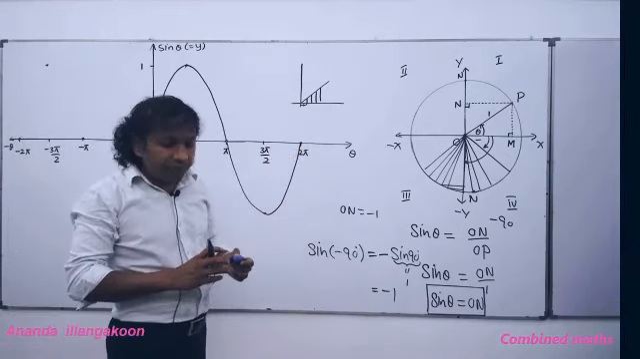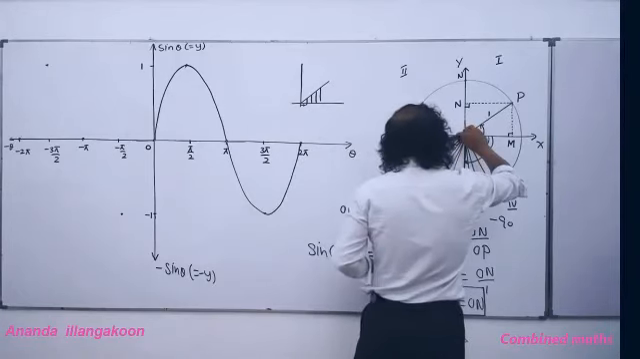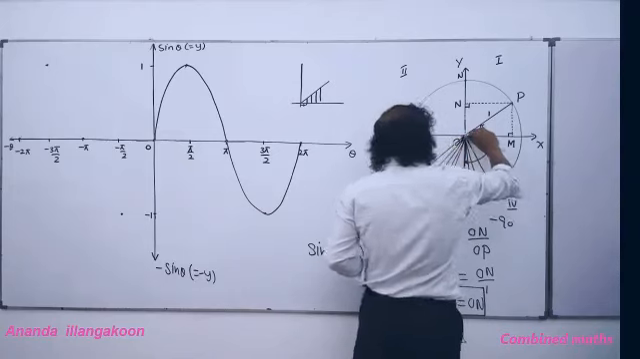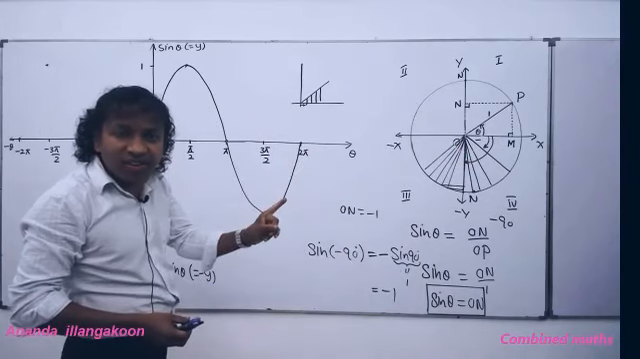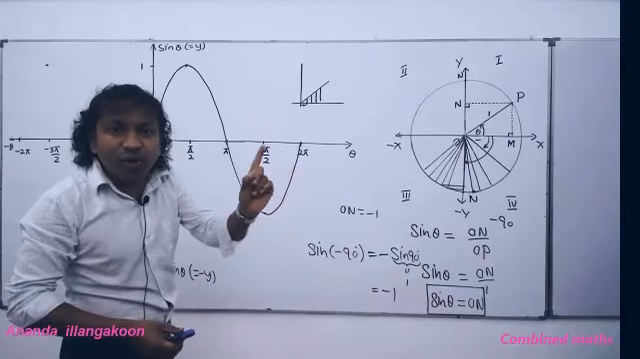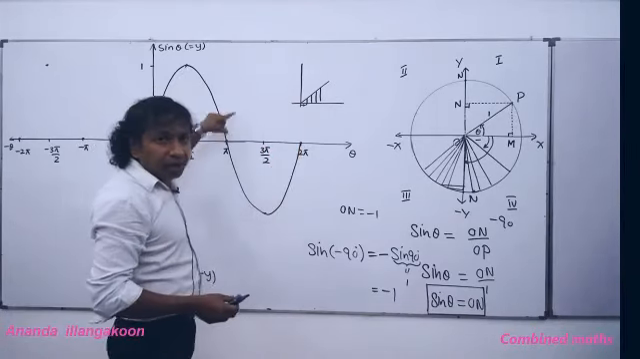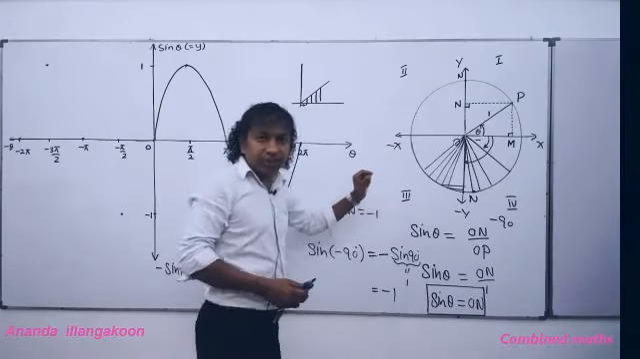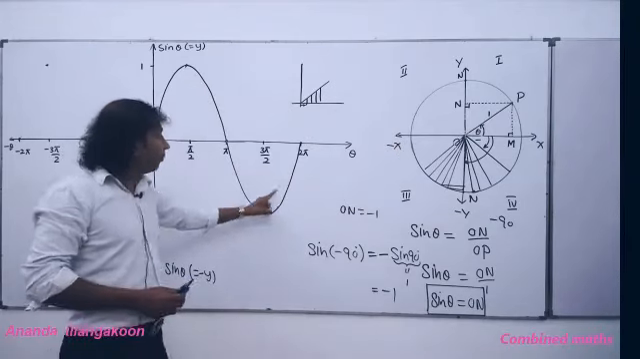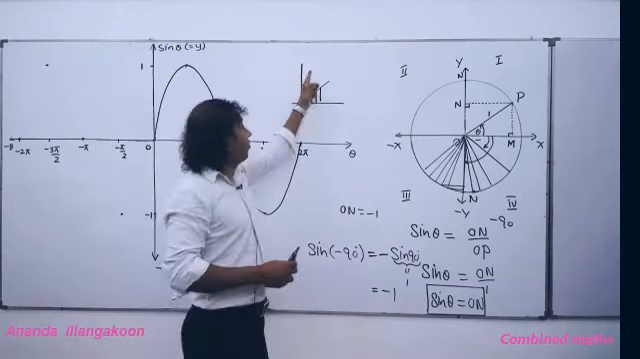Theta going from 0 to 2 pi means, people, this OP completes the first round. Then suppose OP begins the second round, as I told you, with the same behavior of OA, no? Then the part of the curve will begin from here. Understand? So therefore, after every circle, this part repeats again and again.